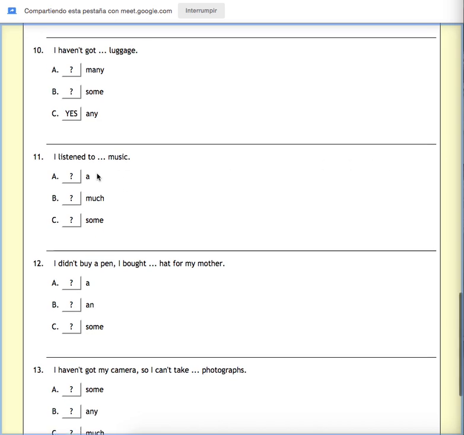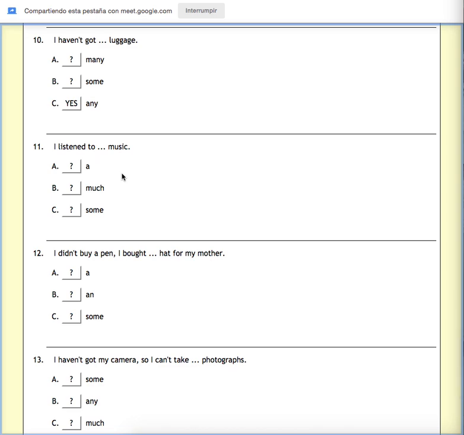How can you complete this one? I listen to space music. Okay. I listen to a music. Now, take a look at this. Music, countable or non-countable, Ana? Uncountable. Entonces no puedes usar A porque es uncountable. I listen to music.